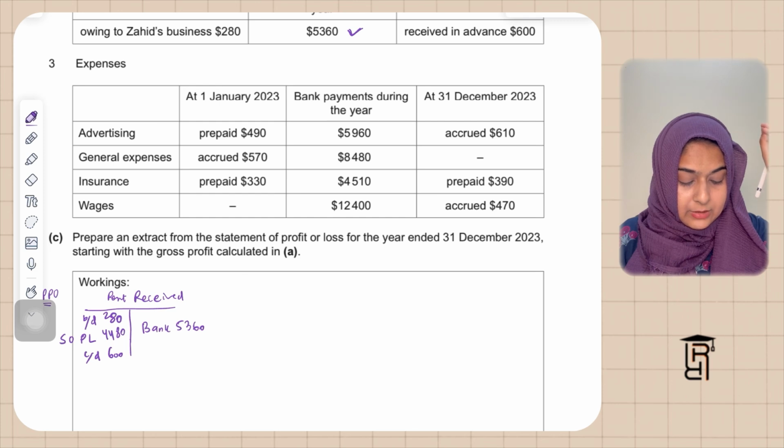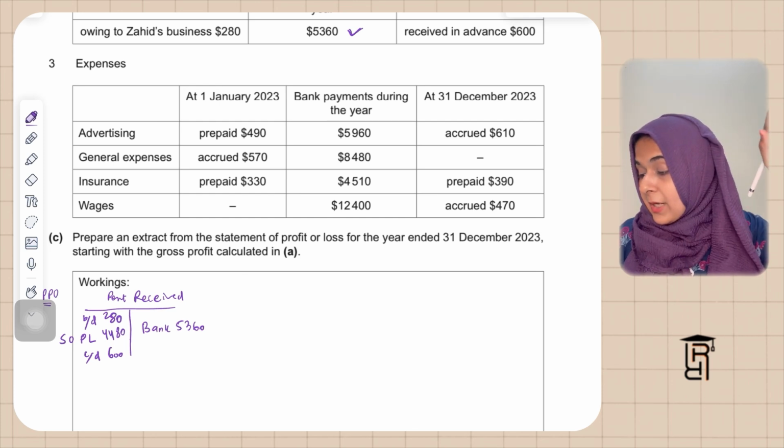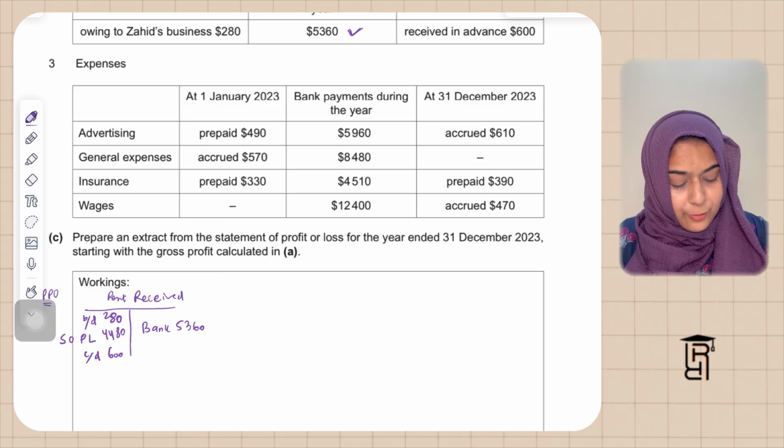This is going to be 4480 in this case, which is my statement of profit and loss, for rent received.